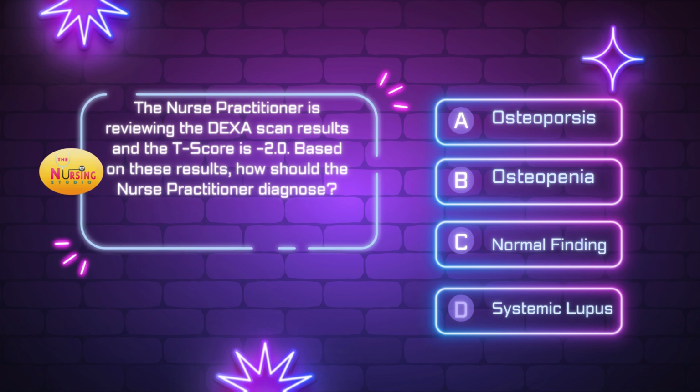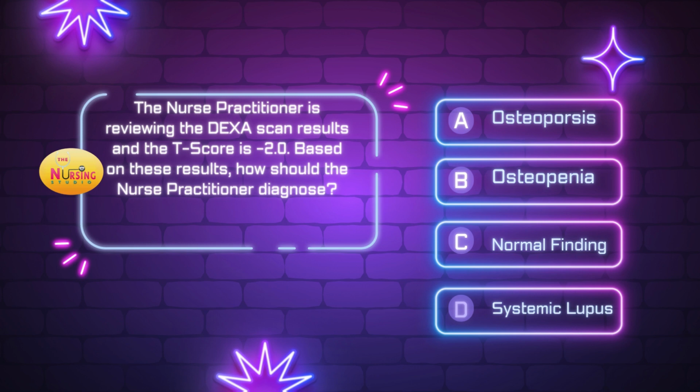This is something you need to be aware of: the Dexa scan T scores and the categories they fall into. With osteoporosis, we know that's -2.5 or below, right? And then from -2.5 to -1 is osteopenia. So here, this will give you the answer of osteopenia because it's -2. It falls in that range.